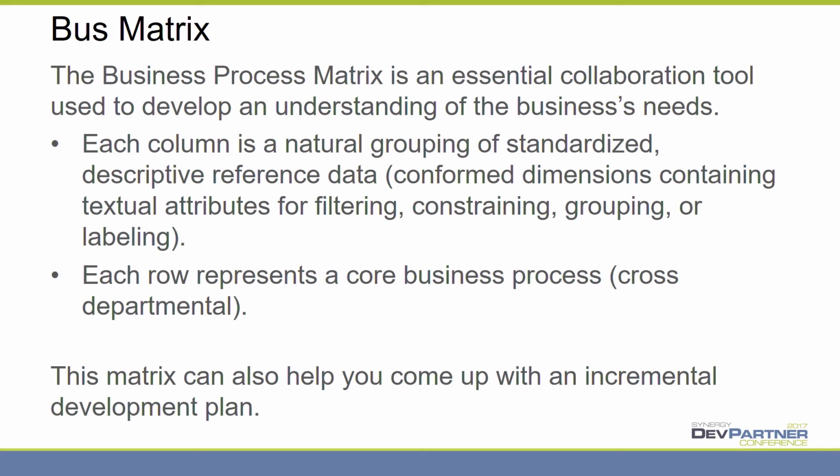So the bus matrix is a business process matrix, and it's a collaboration tool used to develop an understanding of the business's needs. Each column of it is going to represent a natural grouping of standardized descriptive reference data. So this becomes your dimensions. Each row represents a core business process. Now, I'm going to show you an example of this, and one of the things that makes this invaluable is that it also becomes a good blueprint to come up with an incremental development plan.